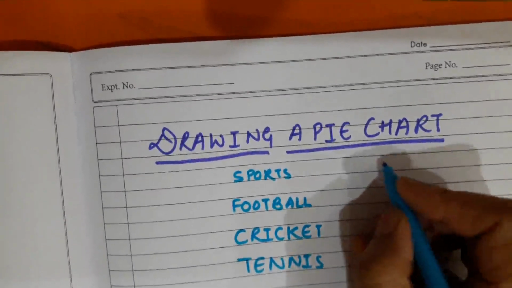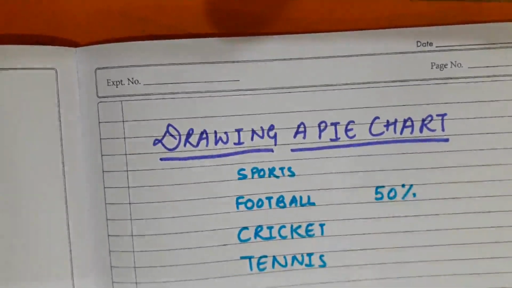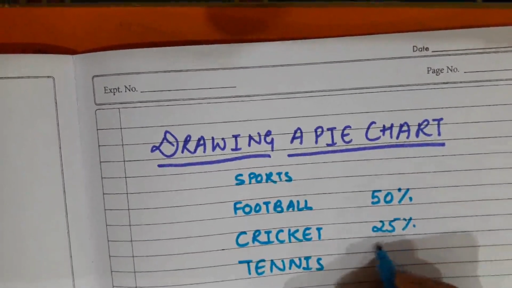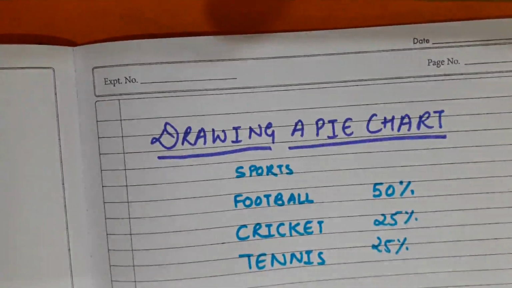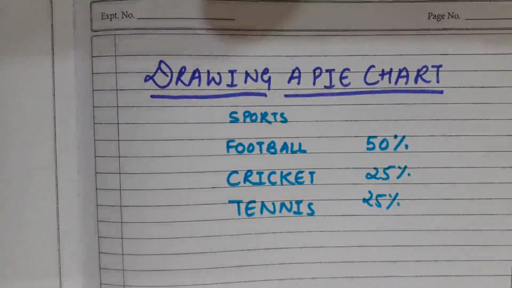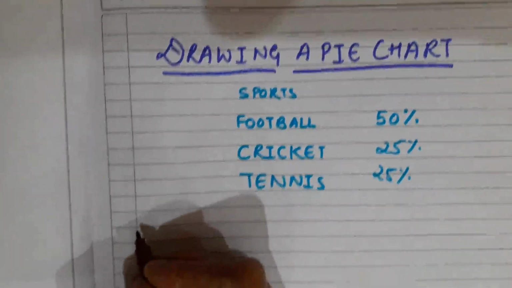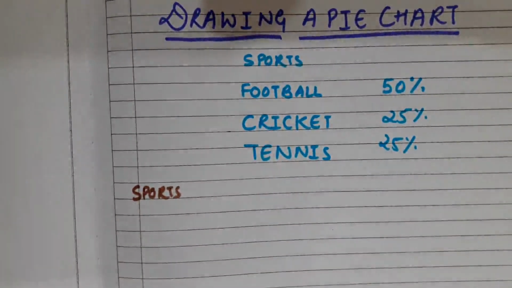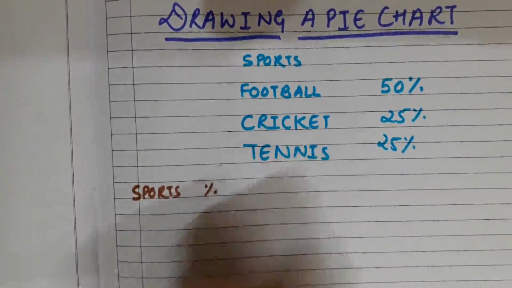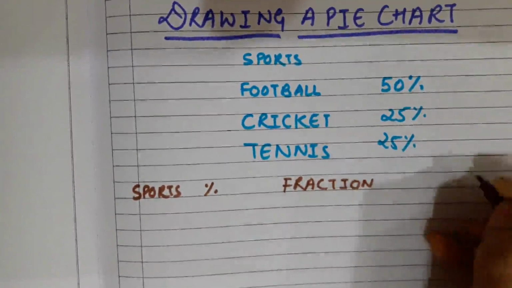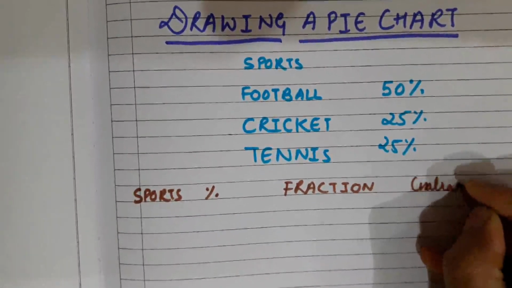Now 50% of students like football, cricket is liked by 25%, and 25% like tennis. So this particular data is given to you and you have to represent it in a pie chart. So in this you have to make a table. What kind of table can you make? You can make a sports column, then the second column will be percentage, then the third column will be fraction, and the fourth will be central angle.